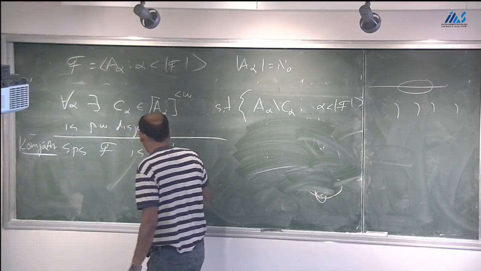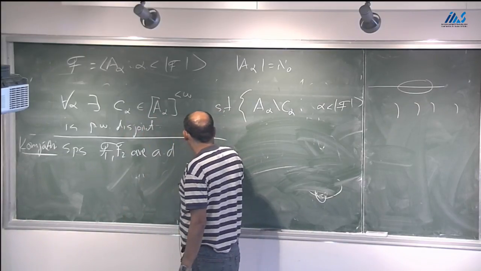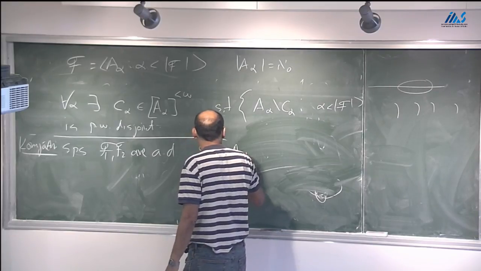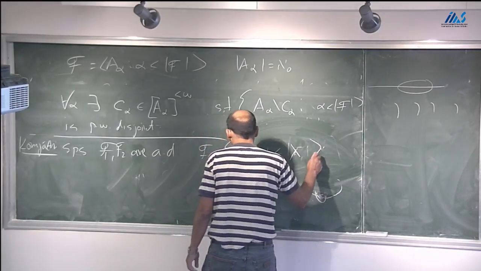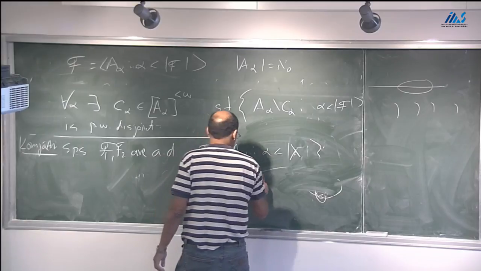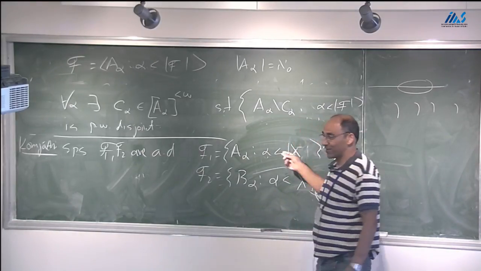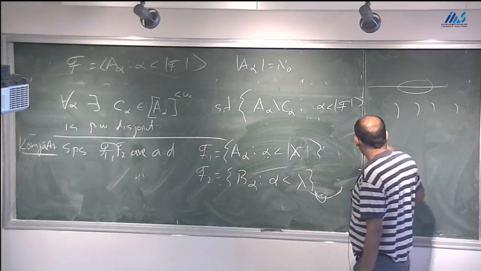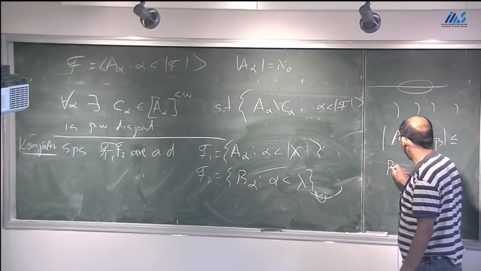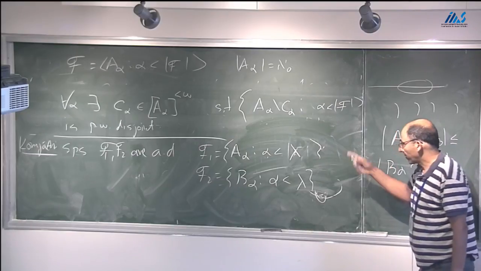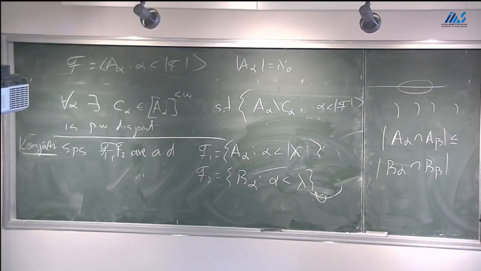Suppose F1 and F2 are almost disjoint. F1 is made of A alpha, and F2 is made of B alpha, the same cardinality. You can see that I planned ahead. I put C there because I want to use B here. Alpha is less than lambda. They're both families of countable sets, and the cardinality of A alpha intersection A beta is at most the cardinality of B alpha intersection B beta. Then, if F2 is essentially disjoint, also F1 is essentially disjoint. Great. Can we push it to larger cardinals?